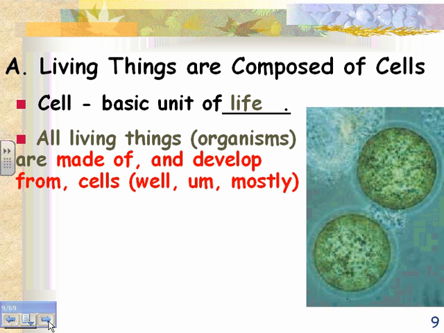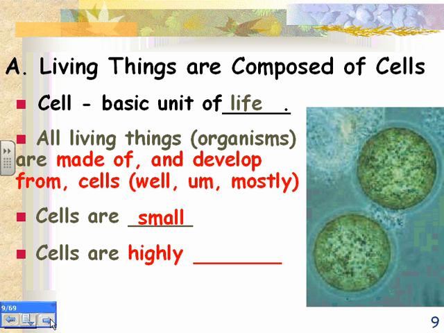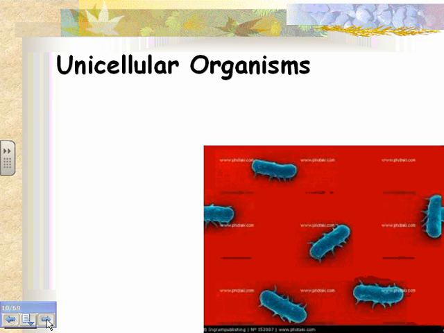All living things or organisms are made out of and develop from cells. Viruses don't, but viruses aren't living, so yeah, forget that. We're all made out of cells. Cells are small, and cells are highly organized. They have a cell membrane, they have ribosomes, they have DNA, they have all the things they need to be alive. They have enzymes, everything they need.